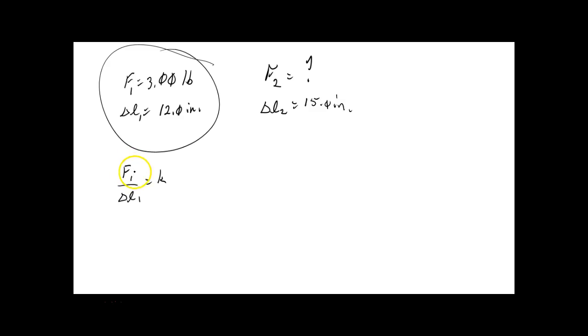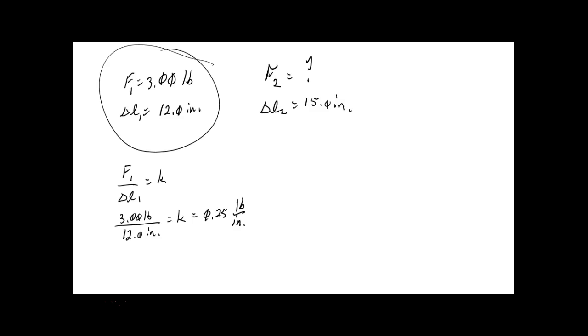Okay. So this, we have 3.00 pounds, that's the force, divided by 12.0 inches, that's going to be your K. Now, most of the time, we measure K in pounds per foot, but it's okay to measure it in pounds per inch. And that's going to be, if I'm doing my math right, 0.25 pounds per inch.